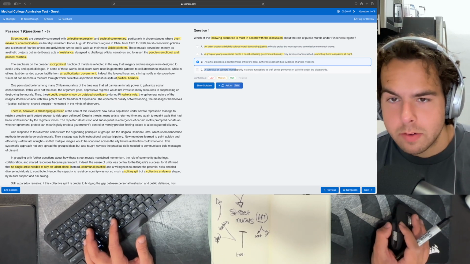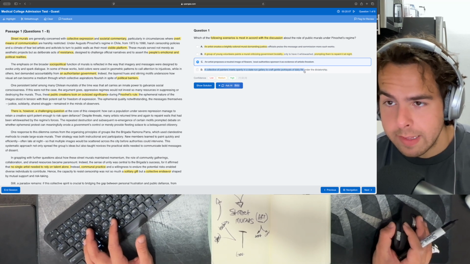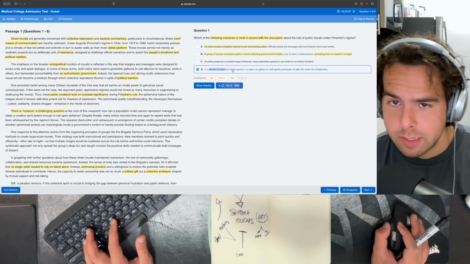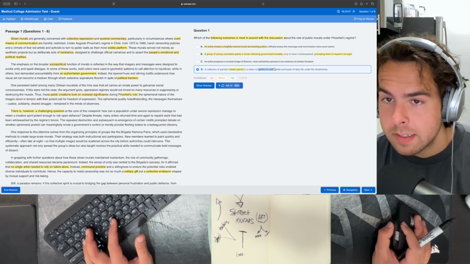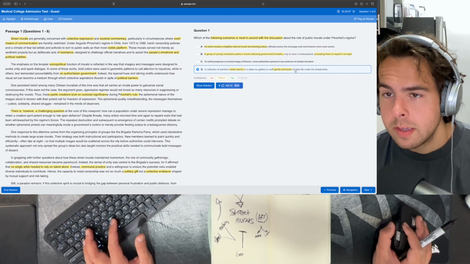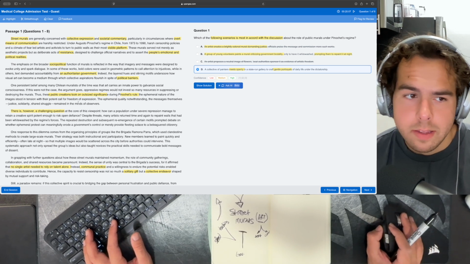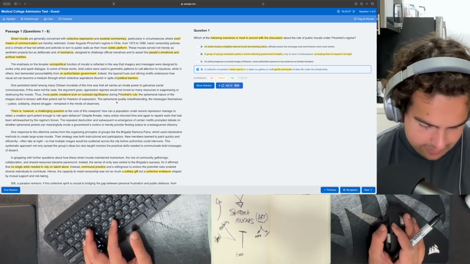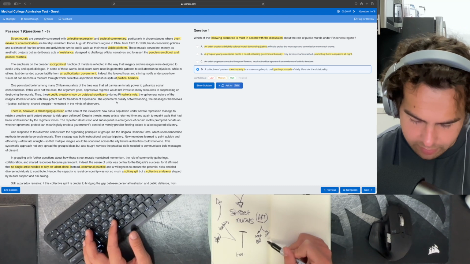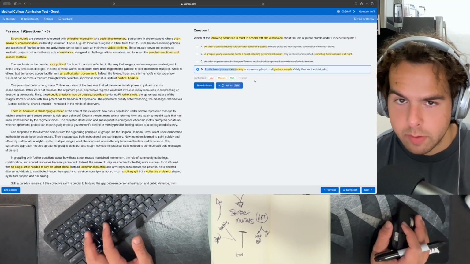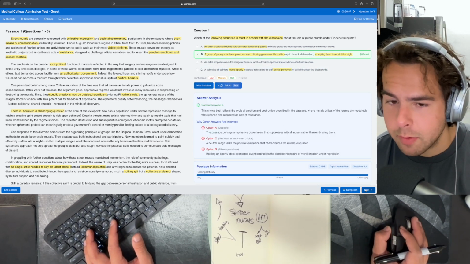A collective of painters meets openly in a state-run gallery to craft gentle portrayals of daily life under the dictatorship. Well, I remember they used the word bold, right? I had art. I remember they said bold text and vibrant colors. So that would be wrong. So the answer is B. Let's see, am I right? I'm right. Let's keep going.